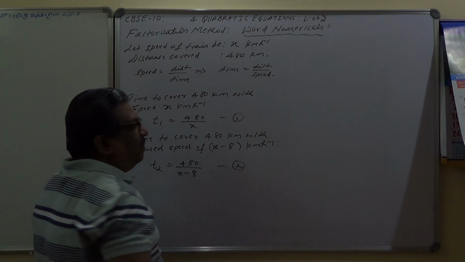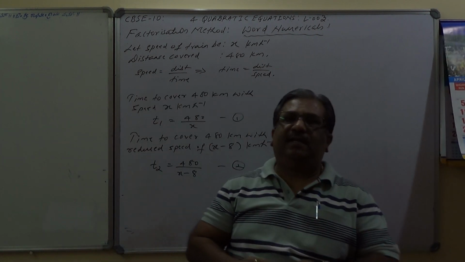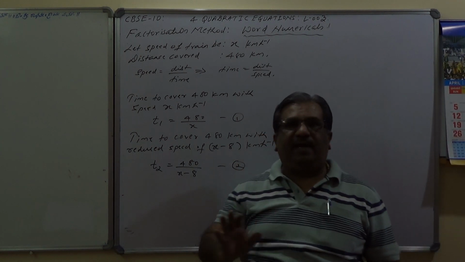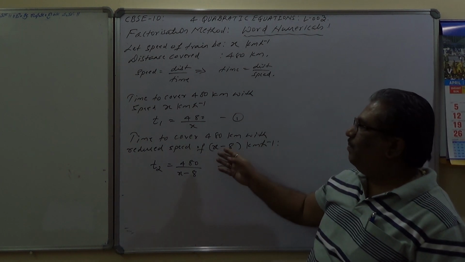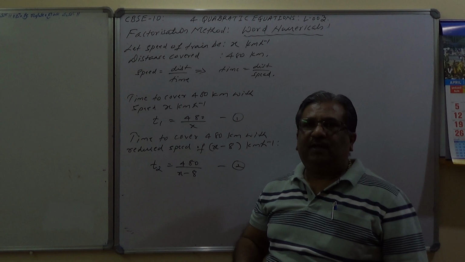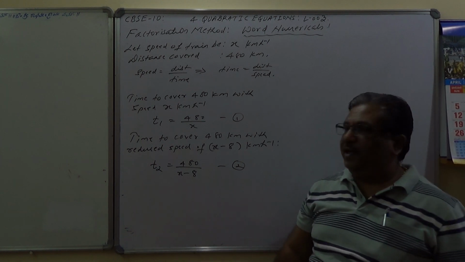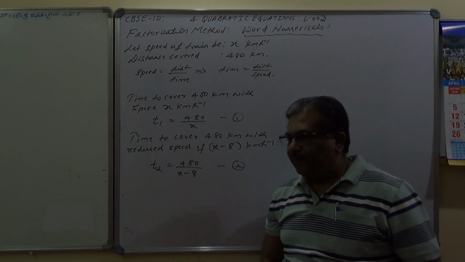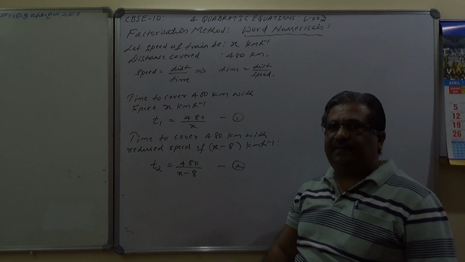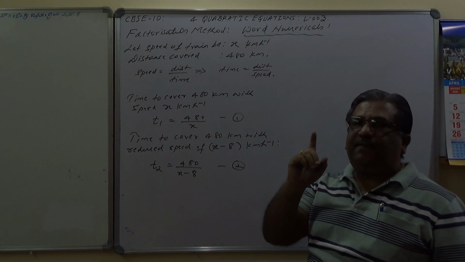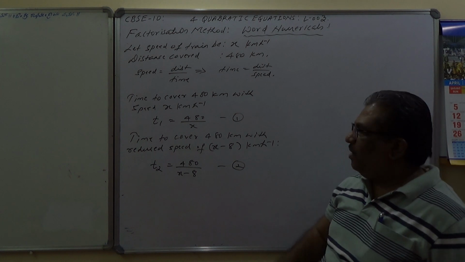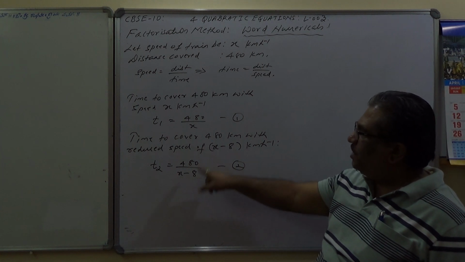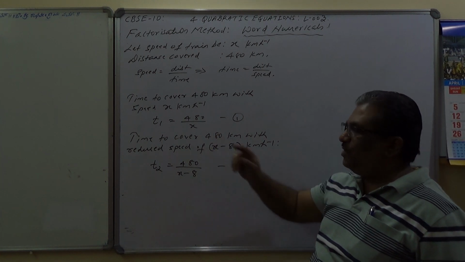This is second. But according to the question, the difference in the time is 3 hours. Please listen very carefully. Here you cannot take simply T1 minus T2 or T2 minus T1. You have to use some thought here. The difference can never be negative, and therefore bigger number minus smaller number should be 3 hours. Which is the bigger number and which is the smaller number?